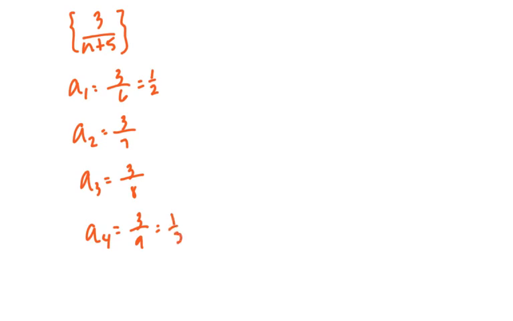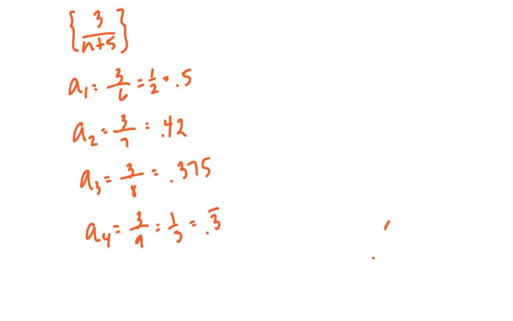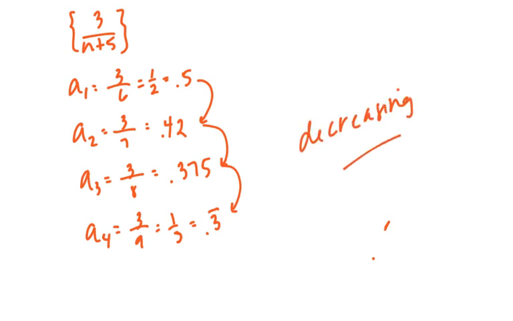So if you look at this, 1/2 is 0.5 in decimals, and 3/7 is 0.42 something-ish. I'm rounding off, probably not well, it's in my head, I'm sorry. 3/8 is 0.375, and 1/3 is 0.3 repeating. So 0.5 is larger than 0.42, which is larger than 0.375, which is larger than 0.3 repeating. So this is decreasing. This is a decreasing sequence.